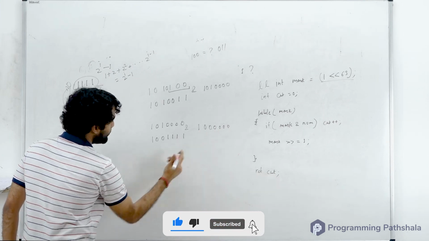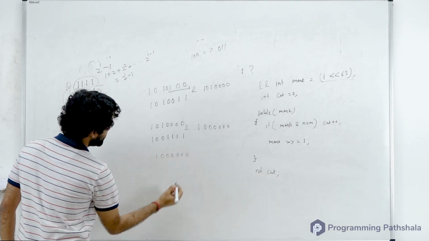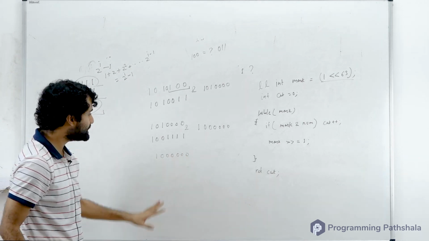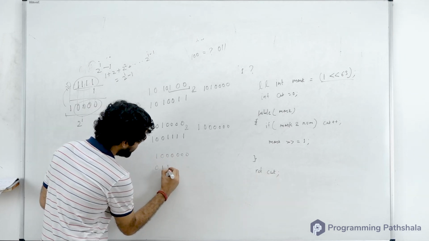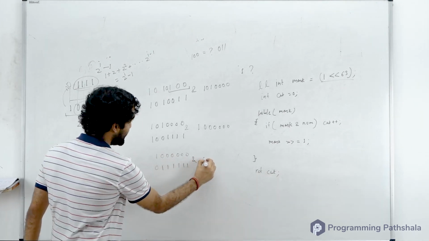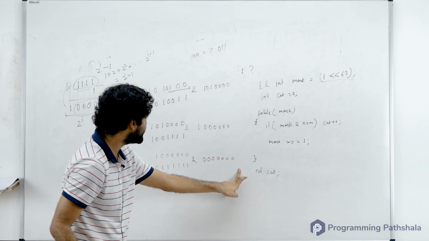Now again when you take this number and then you do a minus 1, what will you get? You will get 0 followed by 6 times 1. And once you take an AND of this, what will you get? You will get all zeros. And now here you terminate.